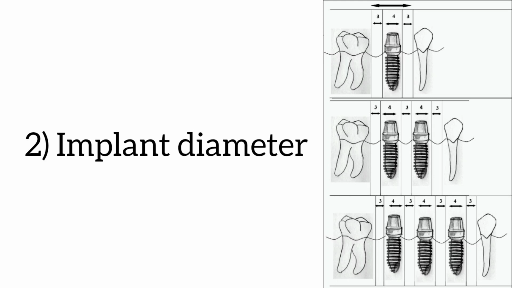Next is implant diameter. It usually ranges from 3 to 5 mm. Greater diameter affords better distribution of load on the implant. However, at least 2 mm of buccal and lingual bone around the implant should be left intact for optimal osseointegration.